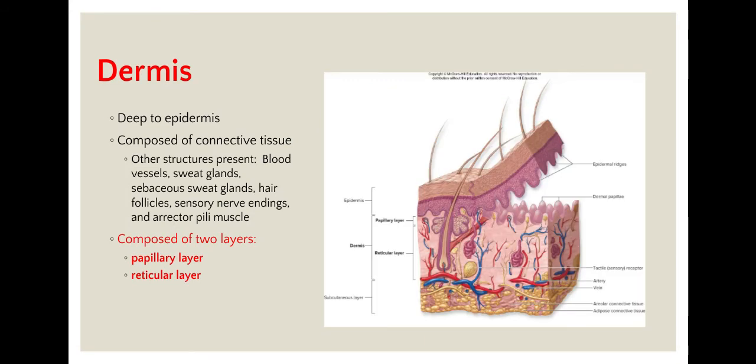Okay, let's leave the epidermis and let's go to the dermis. And the dermis is deep, or underneath the epidermis. It's going to be made up of connective tissue. There are several other structures that are there, including blood vessels, sweat glands, sebaceous sweat glands, hair follicles, sensory nerve endings, and what we call an erector pili muscle, which makes your hair stand up. And it is going to be made of 2 layers. First layer being the papillary layer, and then the reticular layer.